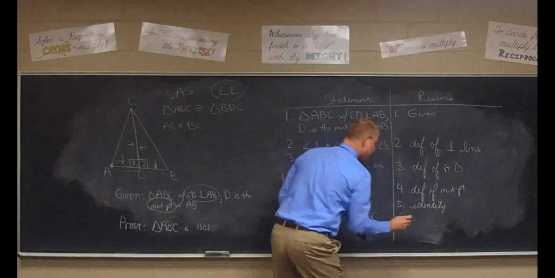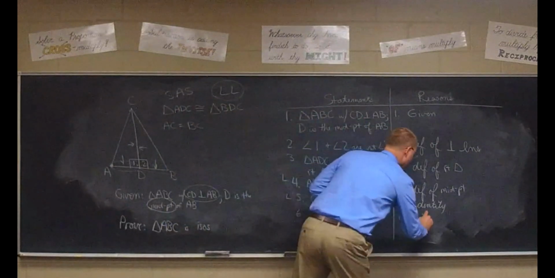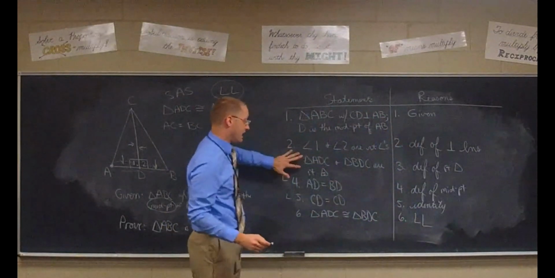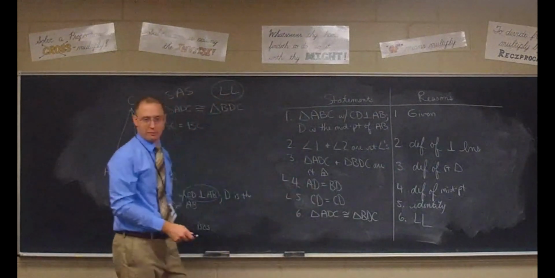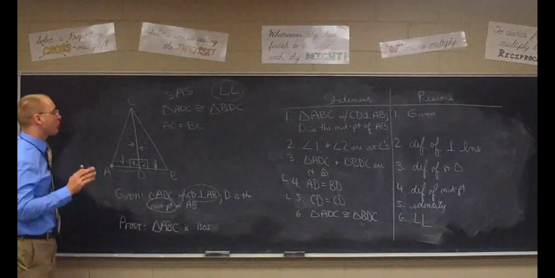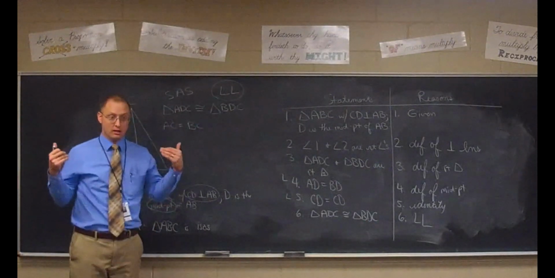And they're congruent. How do I know they're congruent? Leg-leg. They are right triangles. We stated and proved that they're right triangles, and they got two legs equal. Therefore, they're congruent by leg-leg. And if they're congruent, then all their corresponding parts have to be equal to each other.